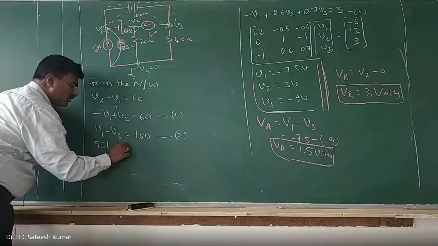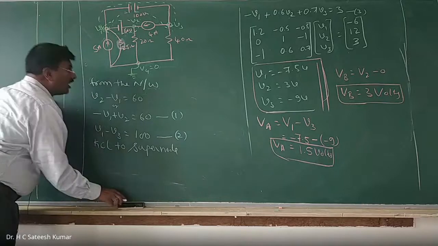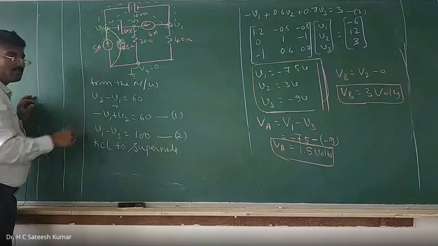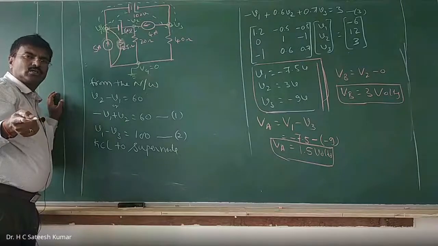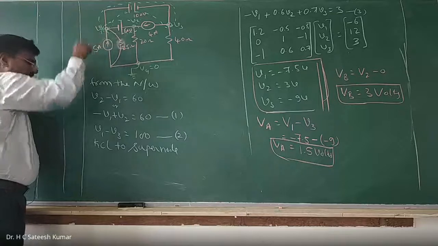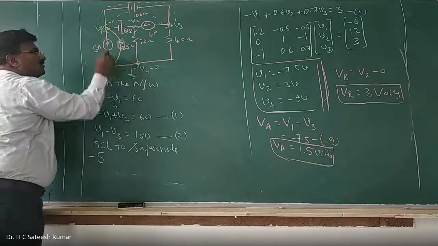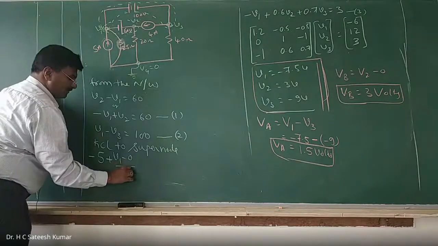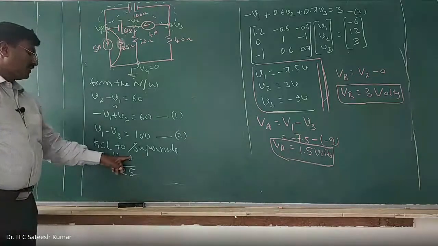KCL to the super node. Current is entering. Current should leave, but it is entering here, because when you are writing the KCL to any node, we assume that current always leaves the node in writing the equation. Since I am writing the equation at this point, it should leave, but it is entering. Therefore, you should get -5. V1 minus 0 plus V1 minus 0 divided by 25.